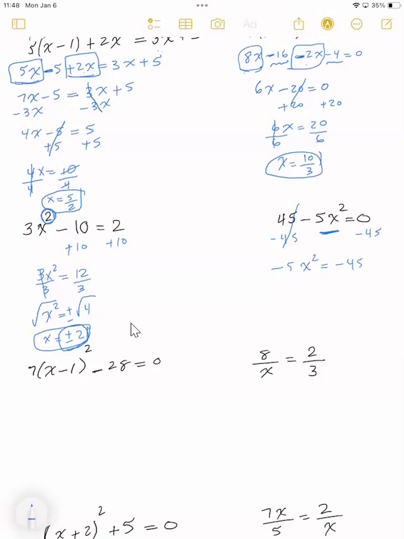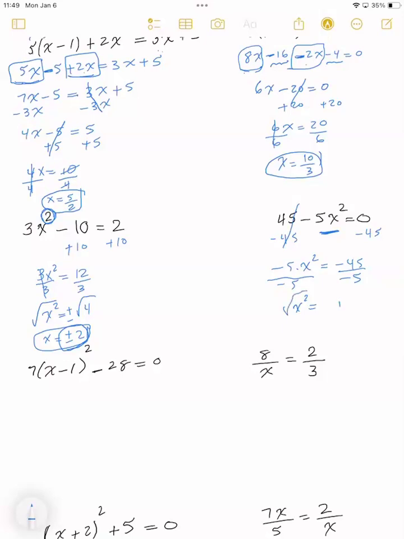Then I want to get rid of the negative 5. I divide by negative 5. So you get rid of the number that is being multiplied by dividing it by both sides. And I'm going to get x to the power 2. Negative divided by negative is positive. 45 divided by 5 is 9.